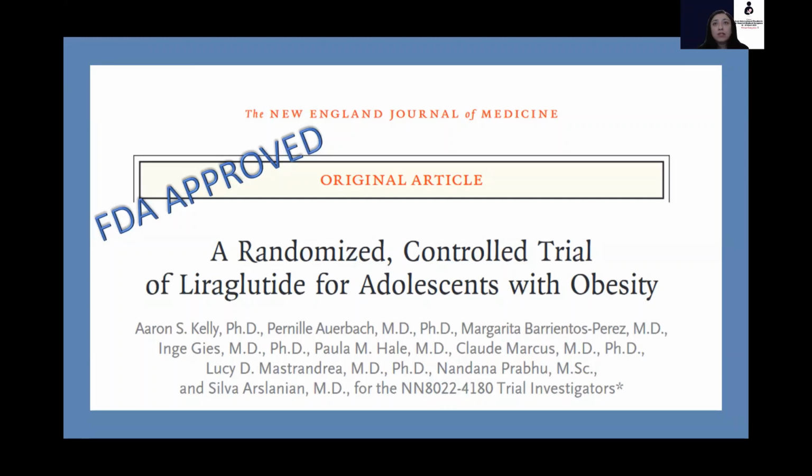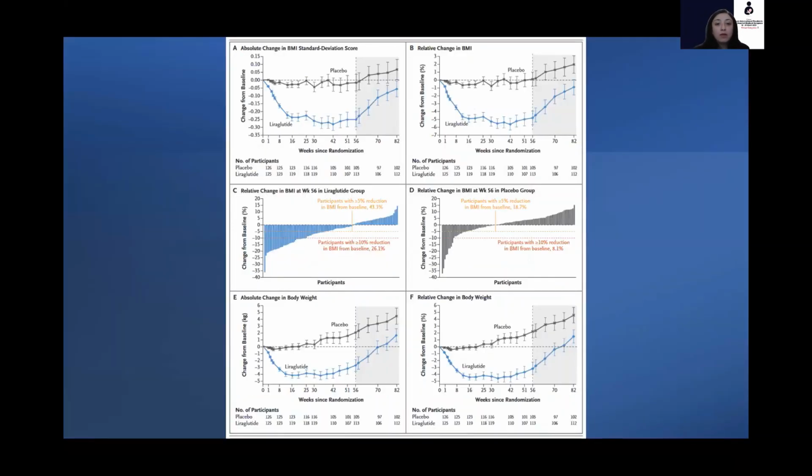And in this study that was published last year, when they used liraglutide versus placebo for a period of 56 weeks, they saw a significant reduction in BMI and BMI standard deviation score, as well as in absolute body weight in the children who were on treatment.